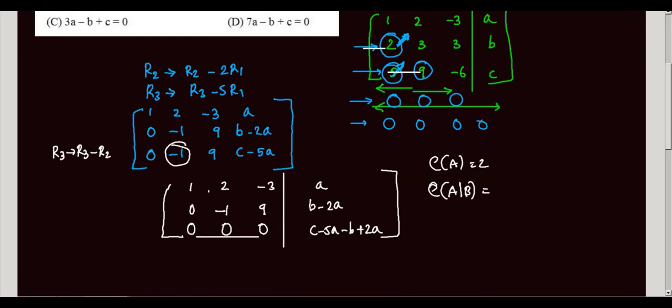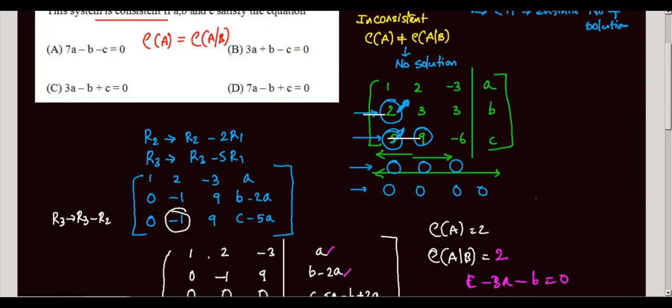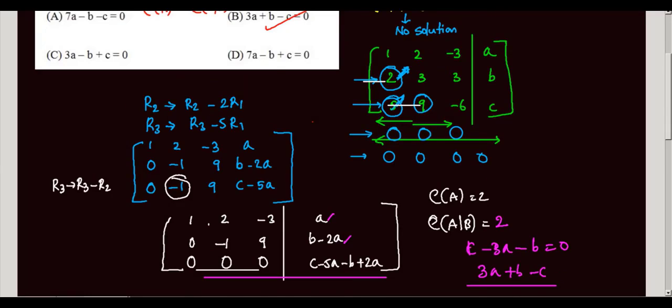Now the rank of matrix A is 2. So the rank of the augmented matrix should also be 2. So this is the only possibility: the complete row should be 0, then the rank of the augmented matrix is also 2, with the rows not equal to 0. Okay? So b minus c minus 5 minus 3a minus b equals 0. So 3a plus b minus c. Option B is the answer. 3a plus b minus c is the answer.